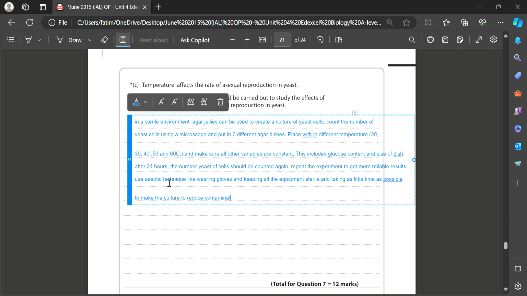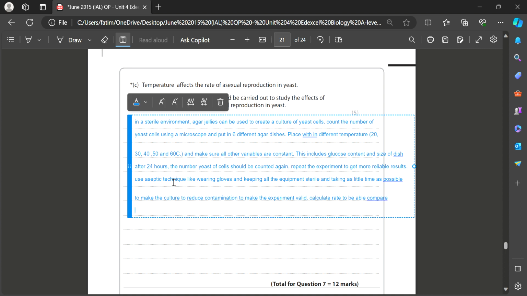I've never done an experiment where there hasn't been some kind of contamination. I don't know, I'm just really bad at it. And that's to make the experiment valid. And calculate the rate at the end. Calculate the rate to be able to study effects, to be able to compare results. There we go. That's it.